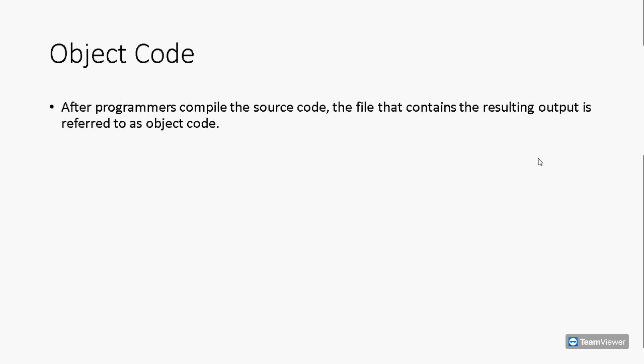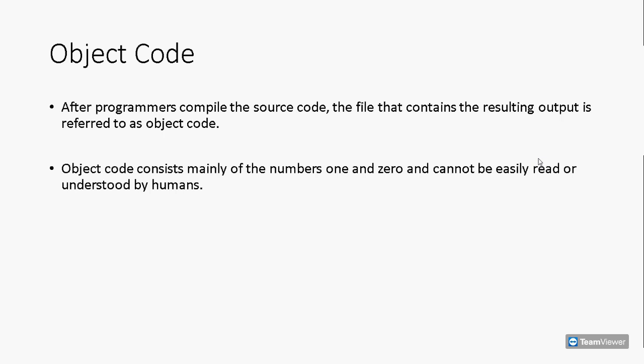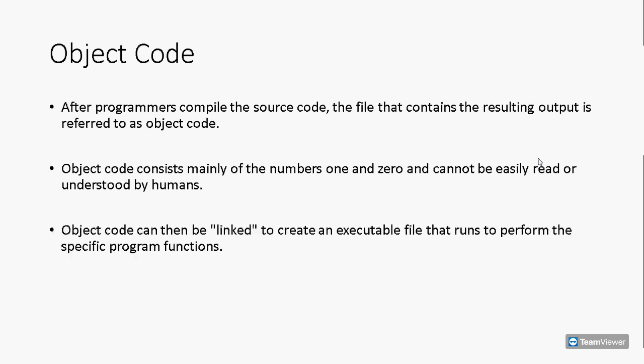Next, we take a look at what is object code. Compilation of the source code results in object code. Object code is also made up of binary language and therefore consists mainly of the numbers zeros and ones. It cannot be easily read or understood by humans. Object code can then be linked to create machine code or executable file. This machine code runs to perform the specific program functions.